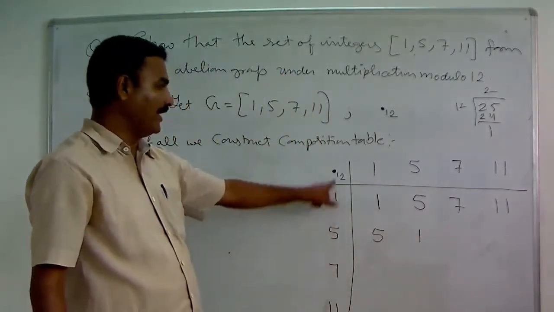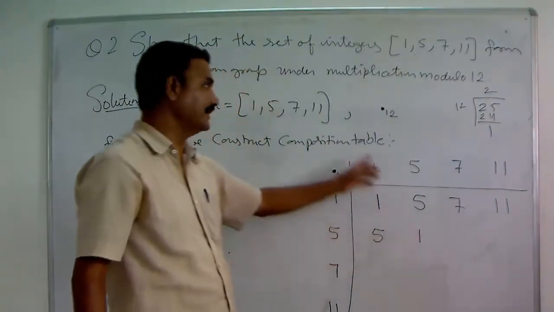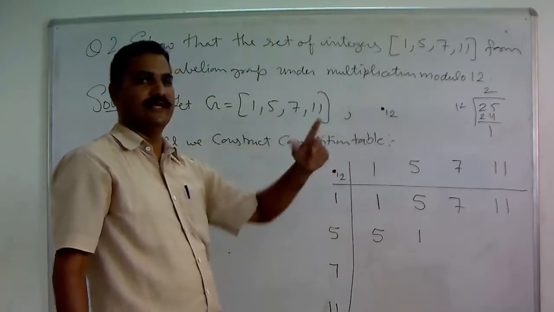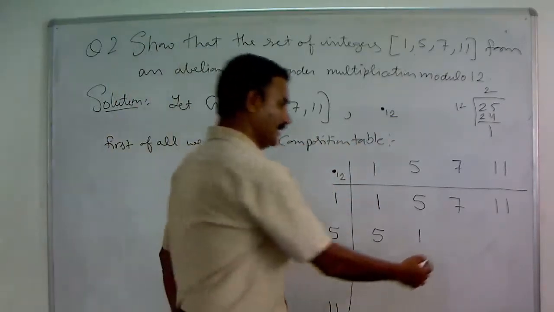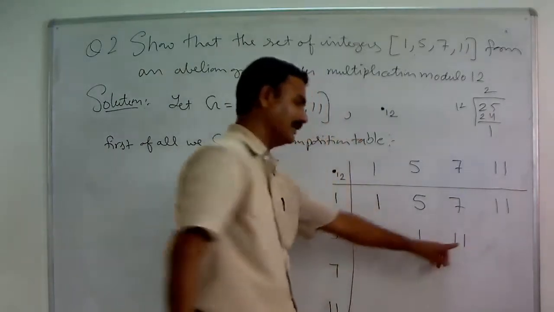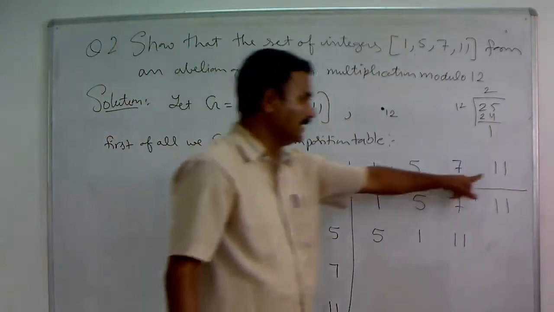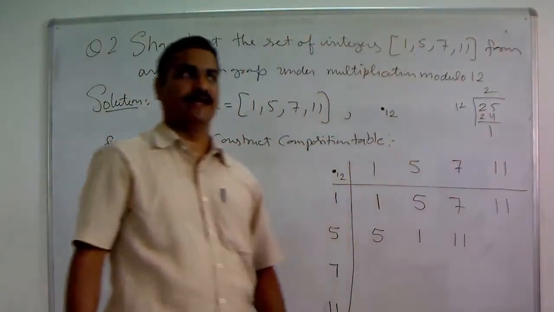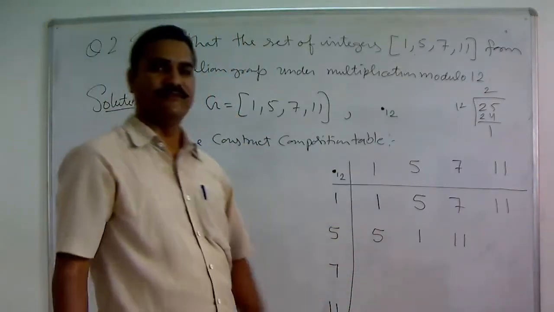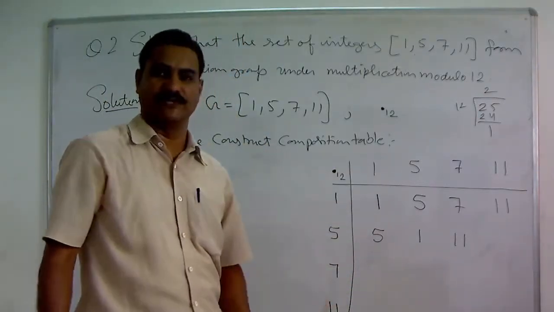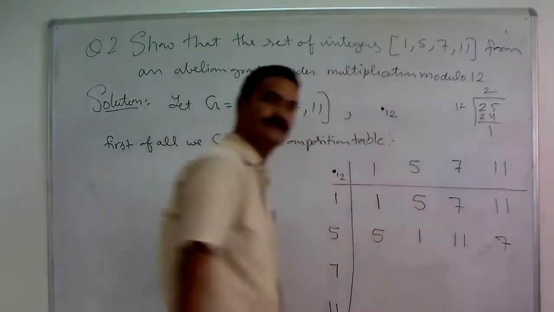Now when we multiply 5 with 7, so 5 sevens are 35. Again 35 is greater than 12. So first we divide 35 by 12, that is 12 twos are 24 and the remainder is 11 in this case. So we write 11 as a remainder. When we multiply 5 with 11, it gives us 55. And again 55 exceeds the modulo value, that is 12. So we divide 55 by 12, 12 fours are 48, so remainder is 7. So we write the remainder 7 here.